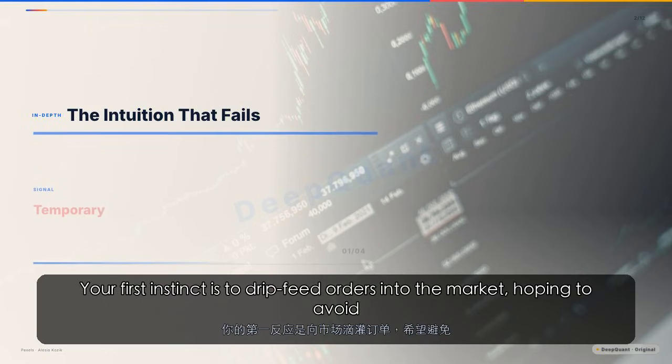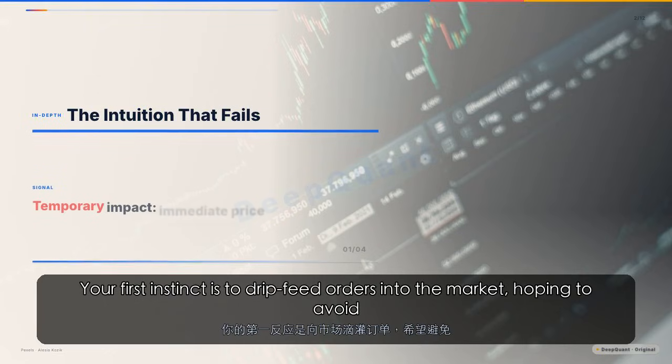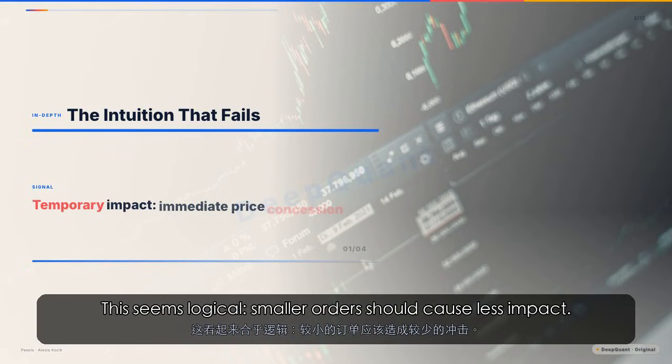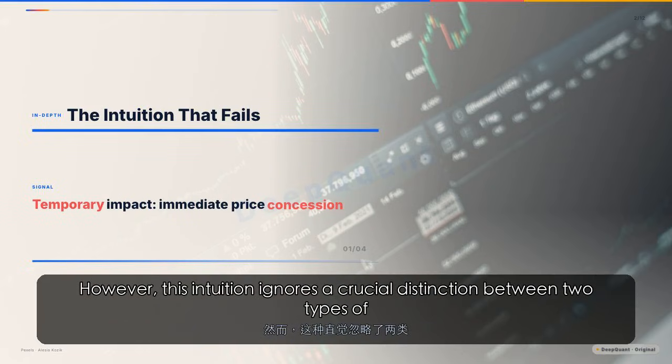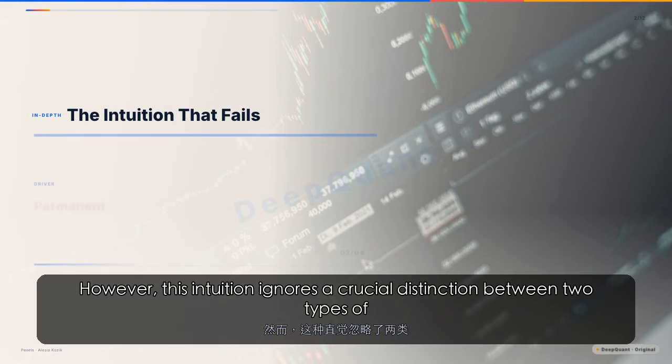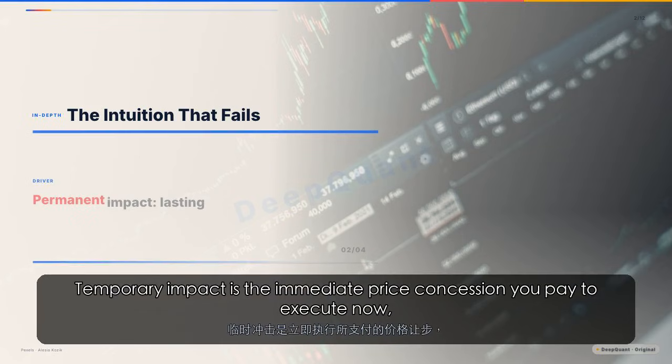Your first instinct is to drip feed orders into the market, hoping to avoid moving the price. This seems logical. Smaller orders should cause less impact. However, this intuition ignores a crucial distinction between two types of market impact.